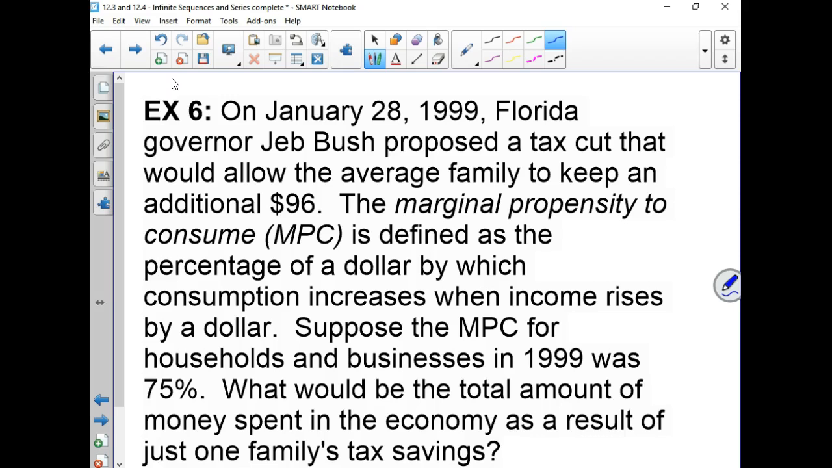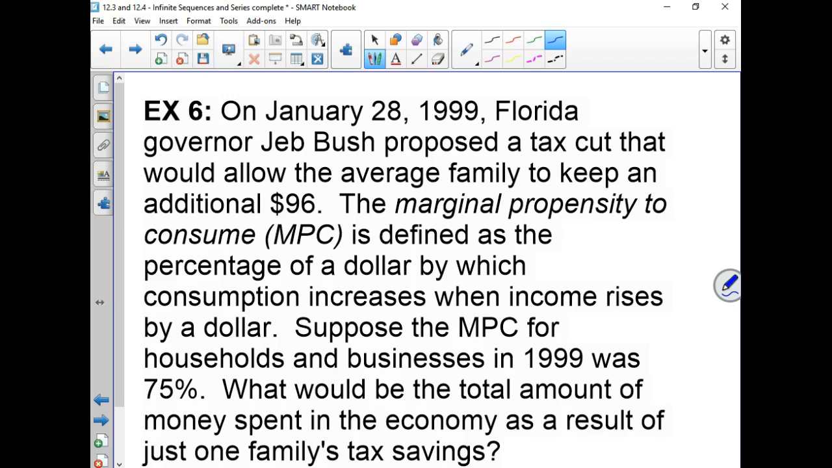So they did some studies, and they figured at this time that the MPC was 75%. So if they gave this amount to people, those people would spend 75% of it. They would save back 25% of it. And then you've got to think about how money works. If you put money into the economy, and you spend 75% of it, then that person that gets your money spends 75% of that, and then 75% of that, and 75% of that.